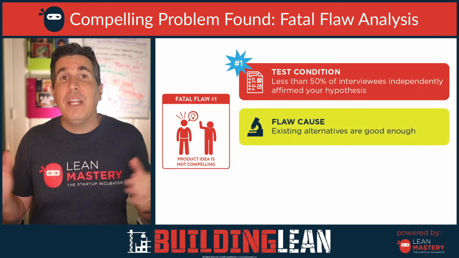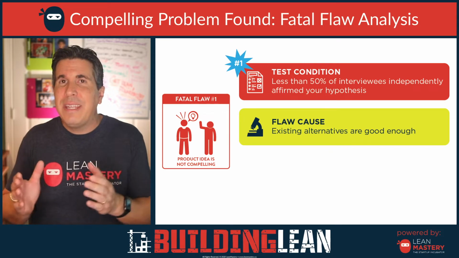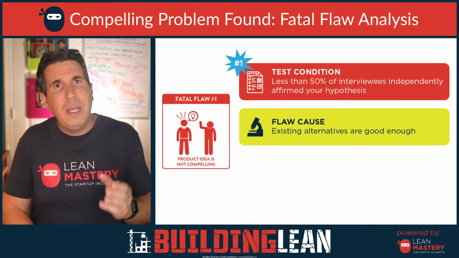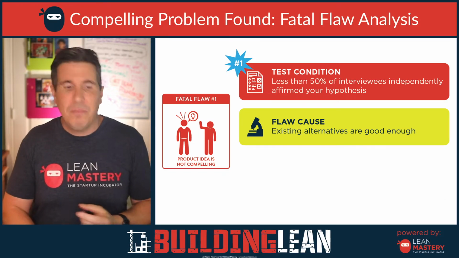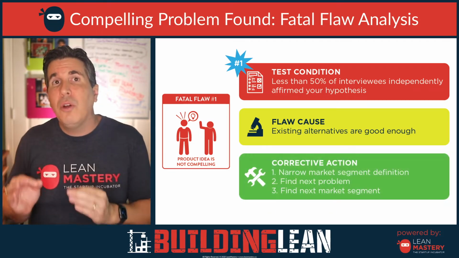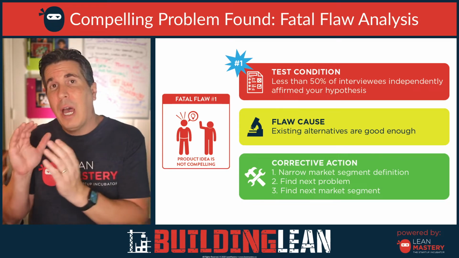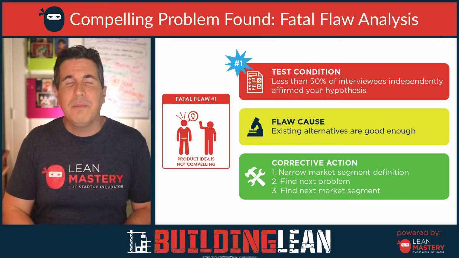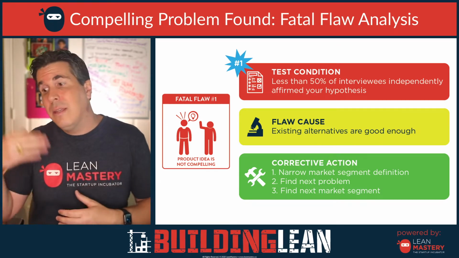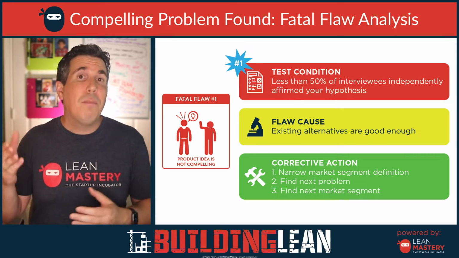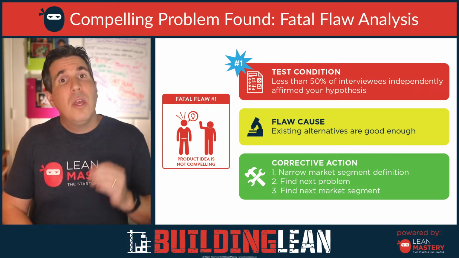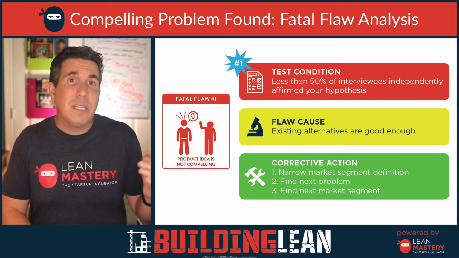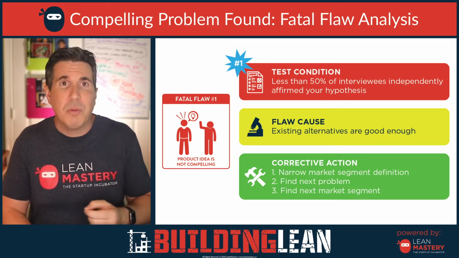If you're unable to validate your problem hypothesis through customer interviews, this indicates that existing alternatives may be good enough, which means you have three possible corrective actions to take. Number one, you'll need to narrow your market segment definition to locate a higher concentration of potential customers who are suffering from the problem you've identified. Number two, you can find the next problem to pursue for the same market segment that you're targeting. You'll start by reviewing your customer interview notes to identify the next problem to solve for the same customer segment.